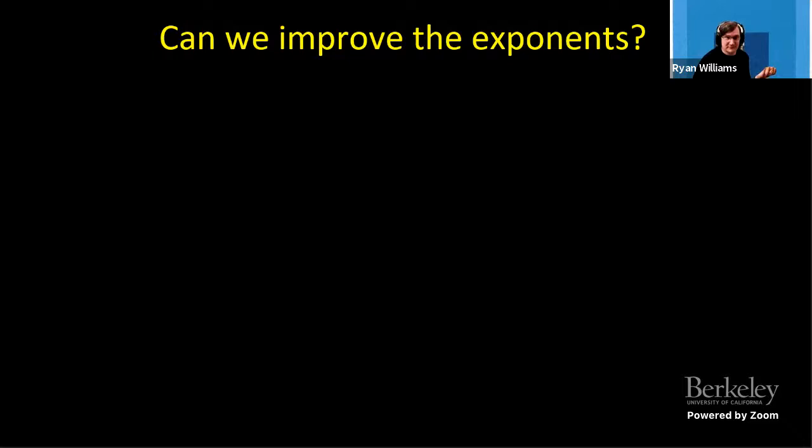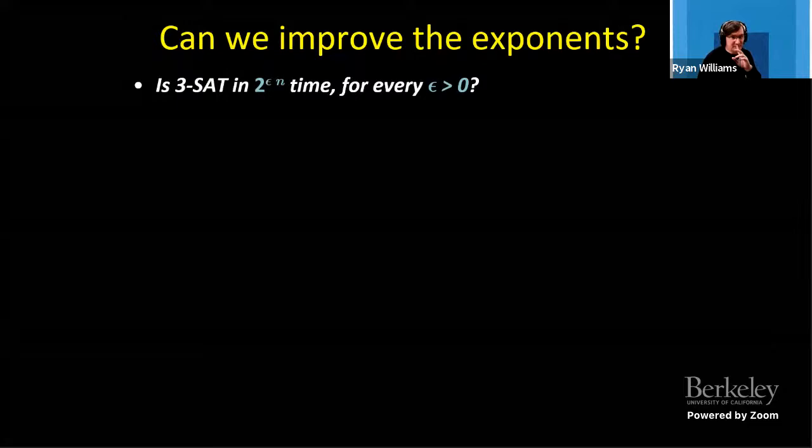A maybe more ambitious thing is to ask: is 3-SAT in 2 to the epsilon n time for every epsilon? So can I get 1.0001 to the n time for 3-SAT? And can I put 1.00 followed by any string of zeros I want, then 1, to the n time? Can I just keep making the running time exponent better and better? And it's known that through NP-completeness reductions, this would imply that all of k-SAT has a similar running time.